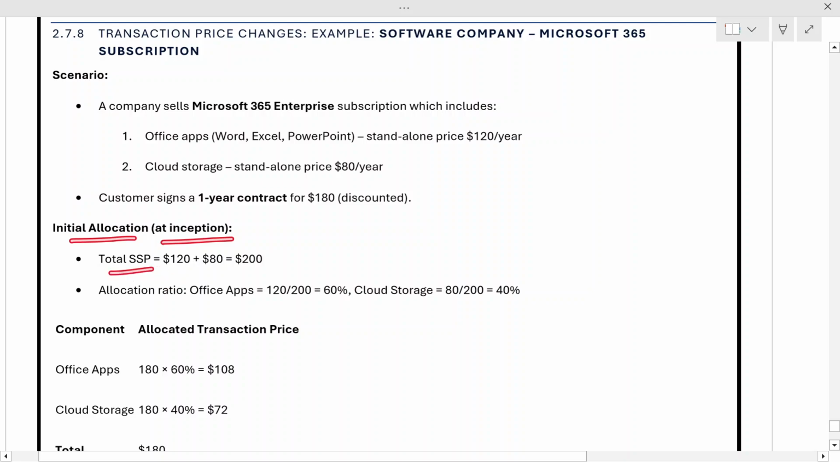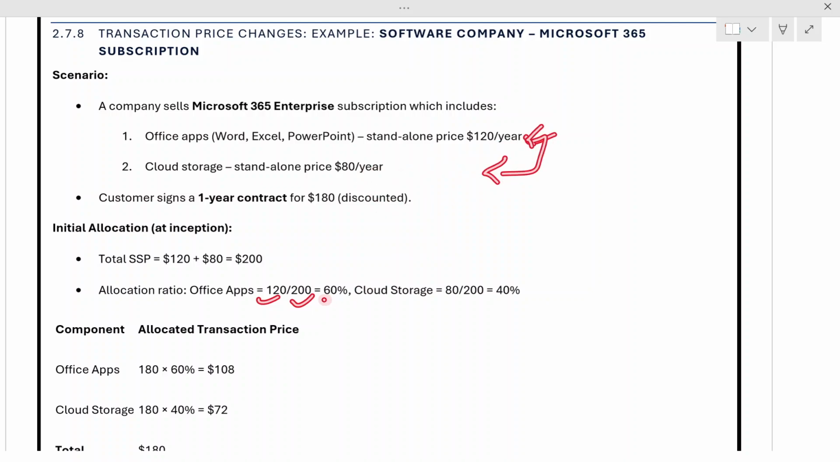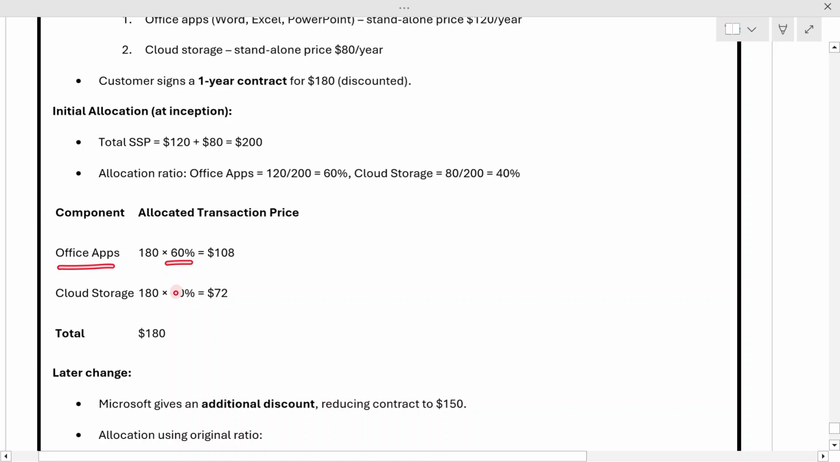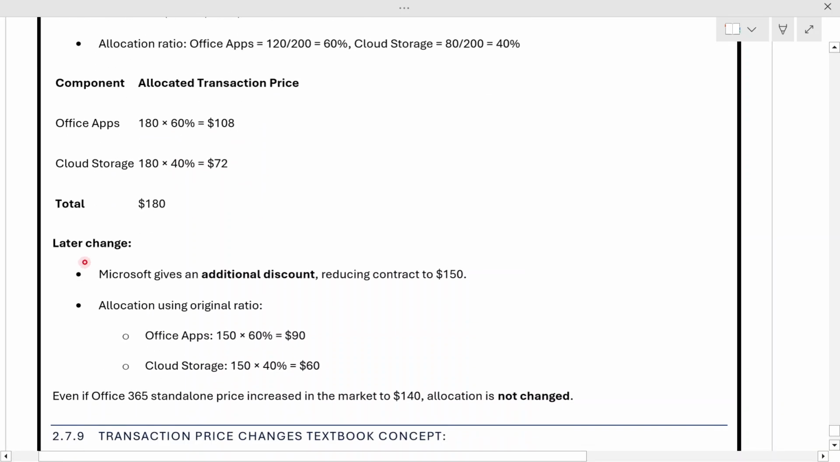It will be simply allocated in the ratio of standalone selling price, meaning 120 divided by the total of them, 200. 60% would be allocated to the office app and 40% would be allocated to the cloud storage. Now there is a later change, and we are studying about the transaction price changes, right?